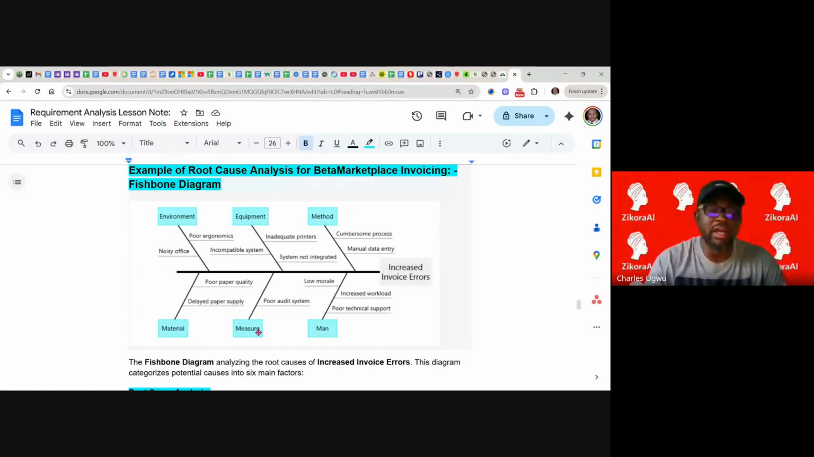Poor measure, poor audit system. Nobody is even monitoring what is going on to audit the standard. It can be from that. Nobody cares about it. And then we have man. Man is human resources. Low morale.